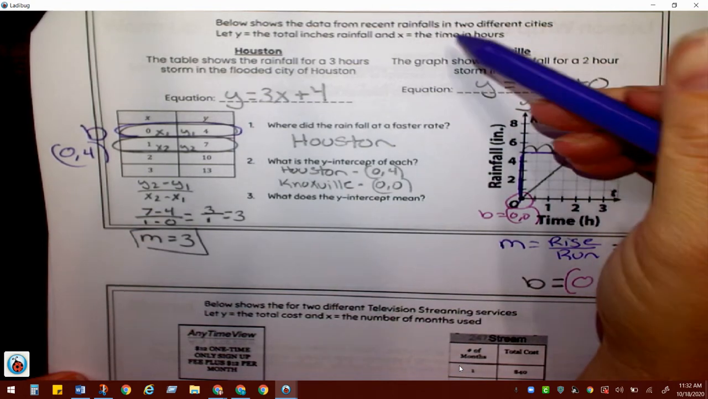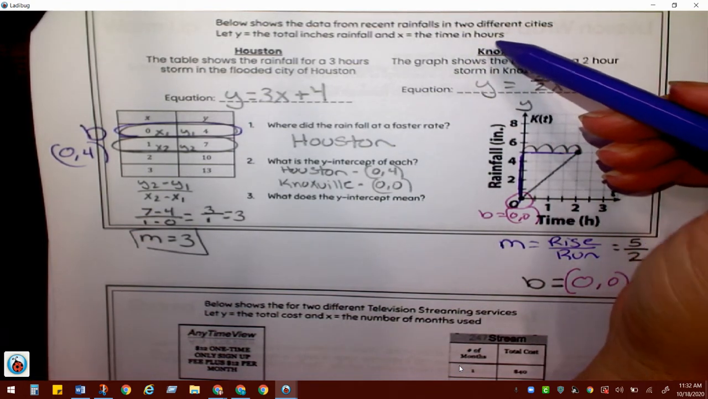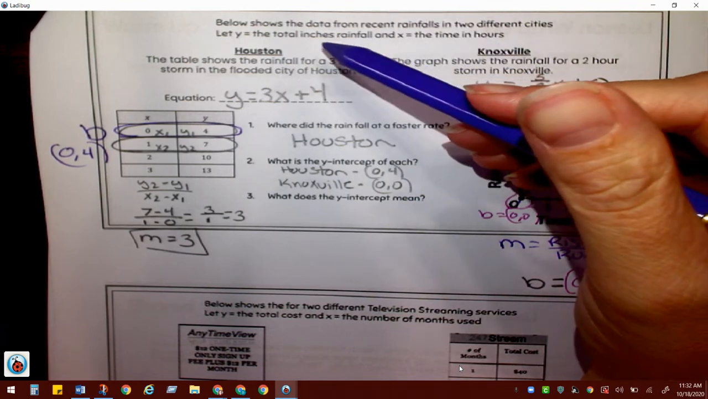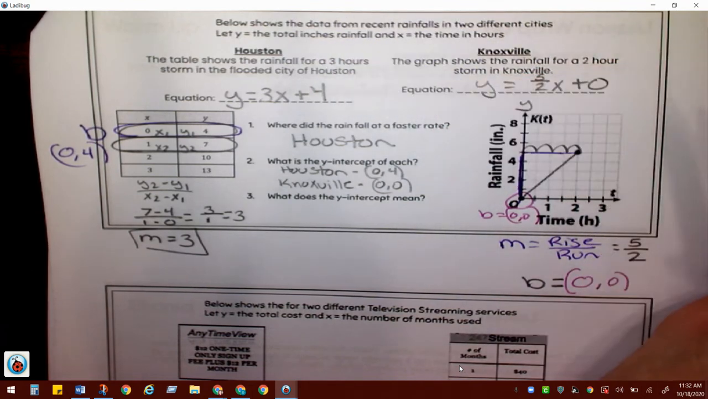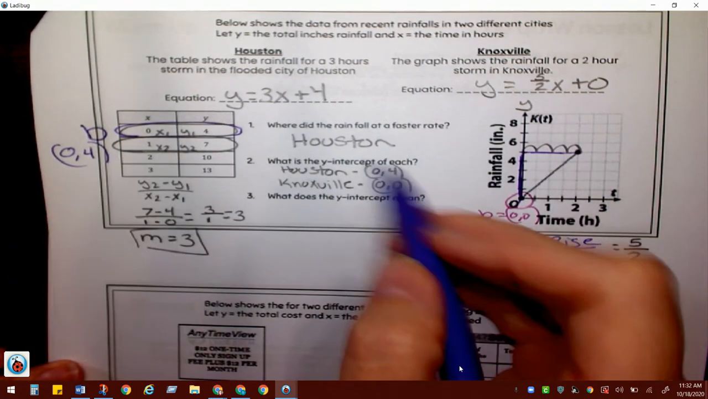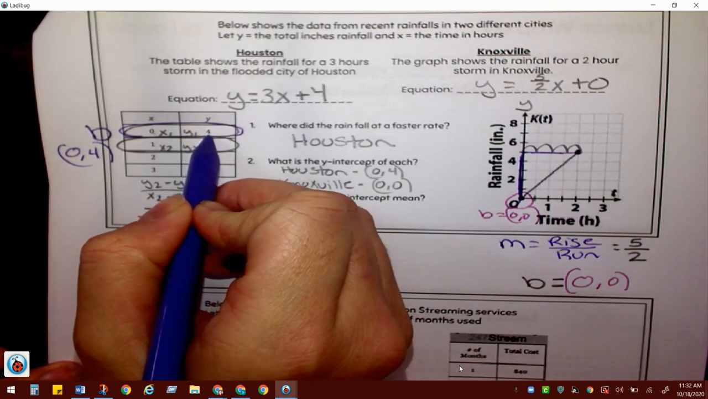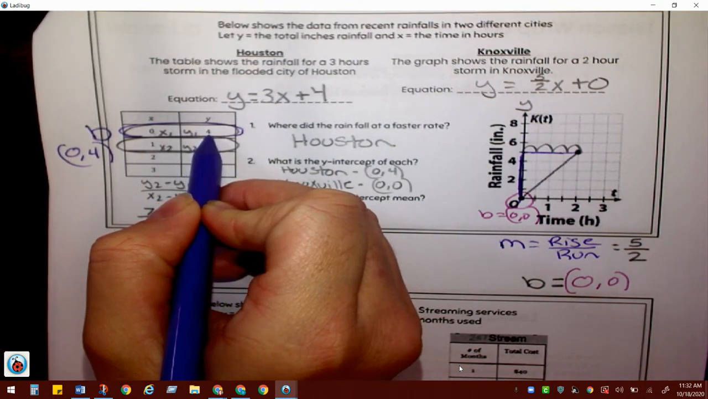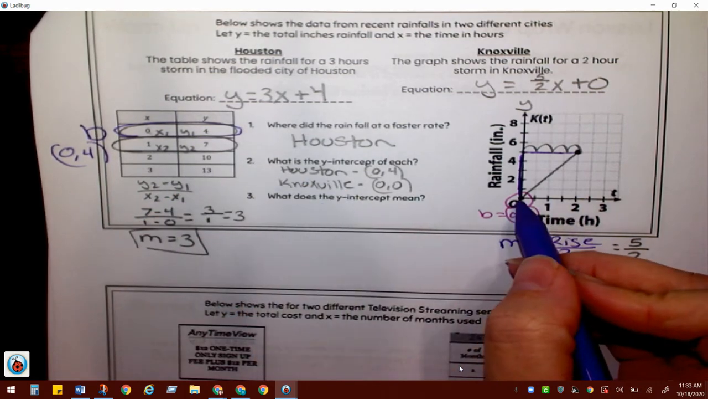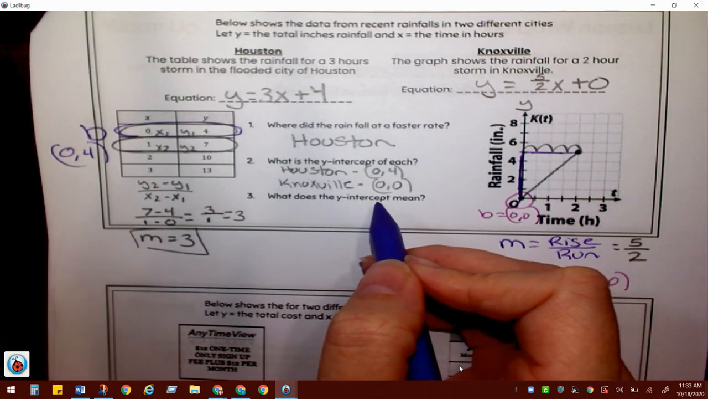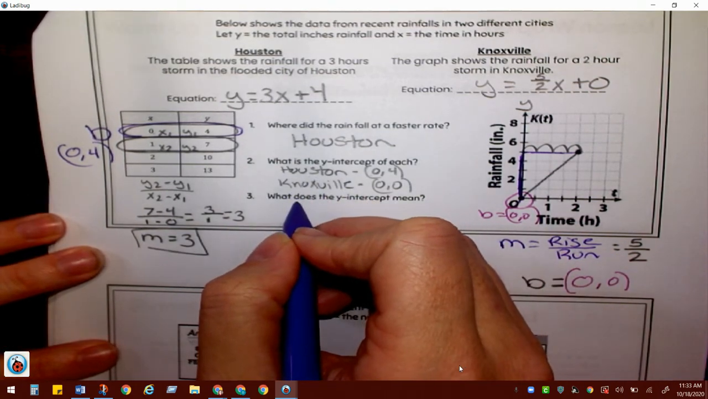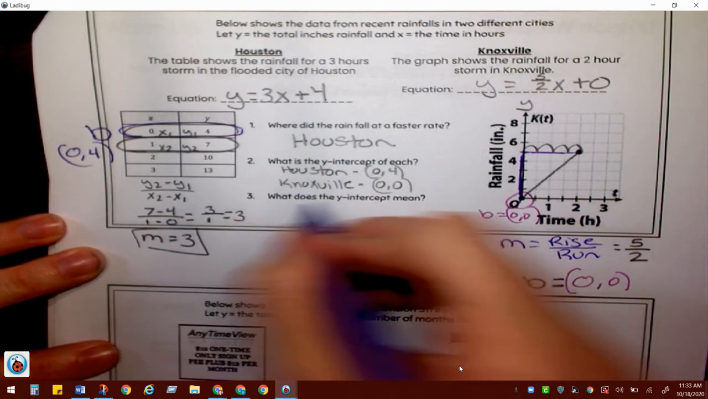Well, I know that X is the number of hours that the storm was going on, and Y was the total inches of rainfall. So even looking at Houston, I have (0, 4). So at 0 hours, there were 4 inches. That means before the storm even started, they had 4 inches of rain. Looking at Knoxville, at 0 hours, they have 0 inches. So that means before the storm started, they had 0 inches of rain. So the y-intercept is telling how much rain we had before the storm started.